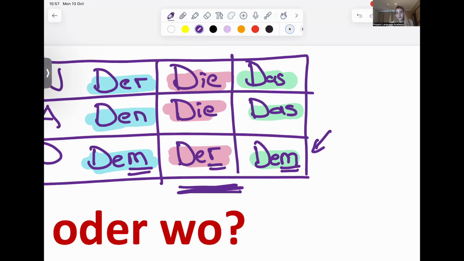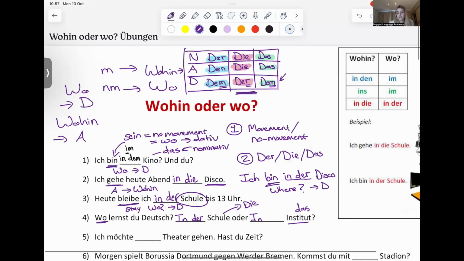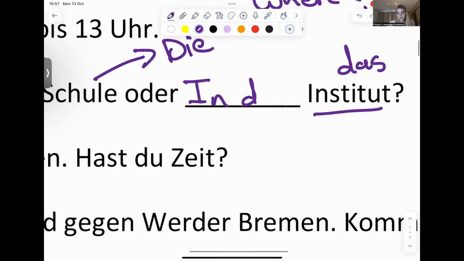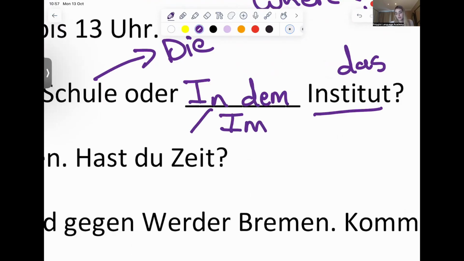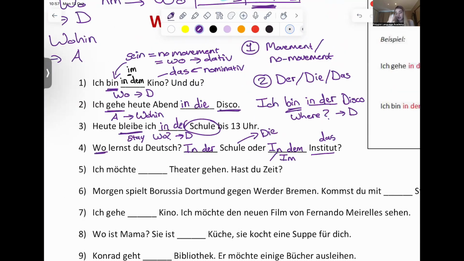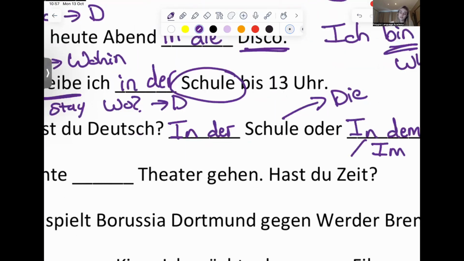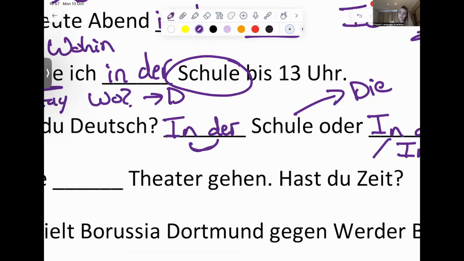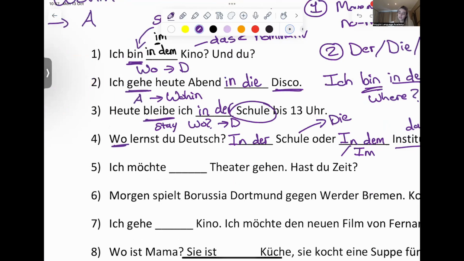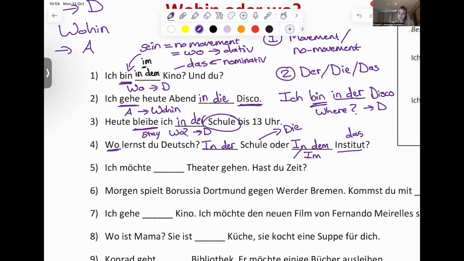Okay. All right. In dem Institut. And if we have something that says in dem, you can go right im. Both are right. So in der Schule oder im Institut. You can't put these two together though. There's no word for that. Okay, also lernst du Deutsch in der Schule oder im Institut?